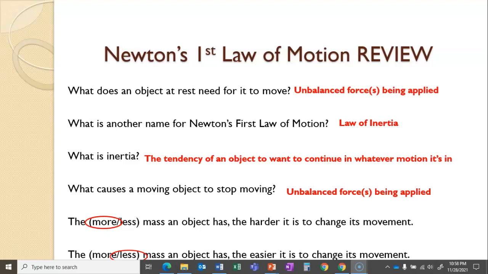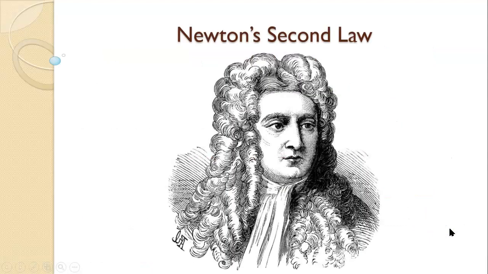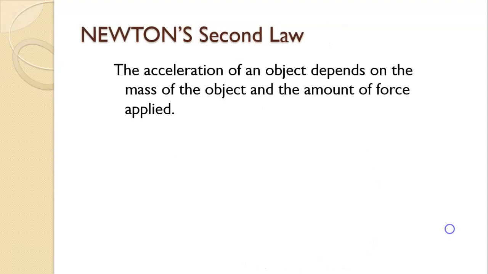And then we also know that the more mass an object has, the harder it is to change its movement. That's because it has more inertia. And the less mass an object has, the easier it is to change its movement, and that is because it has less inertia. All right, so now we're going to branch into Newton's second law. Make sure that you have the notes page for Newton's second law here as we get started.